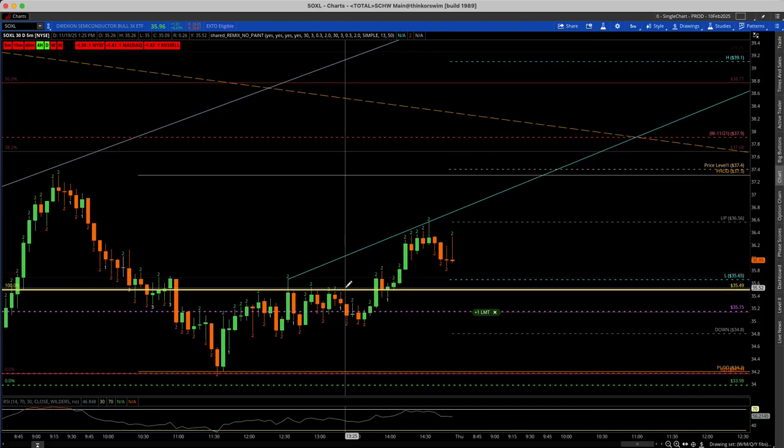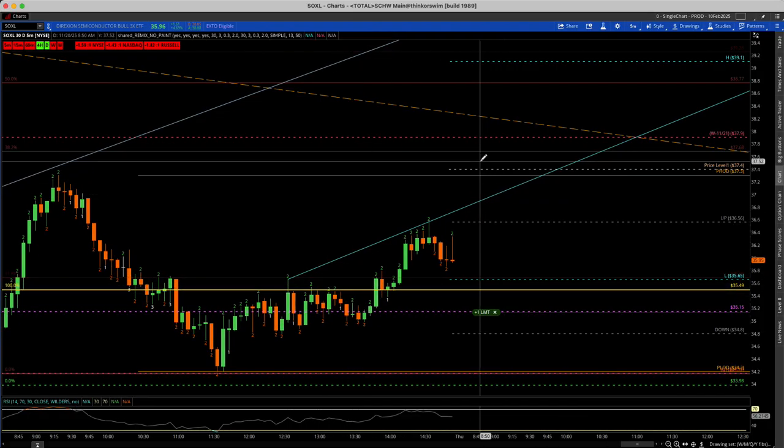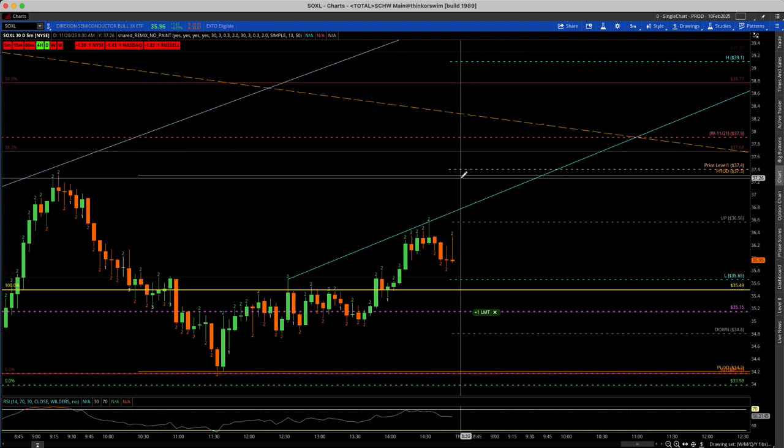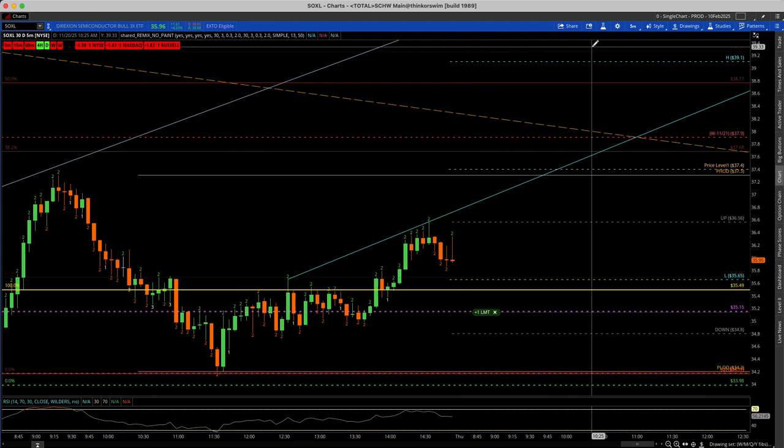Main thing to remember though, from the scalping perspective, especially real early in the morning, is just higher lows at or above opening print, get into calls. Lower highs at or below opening print, get into puts, right?